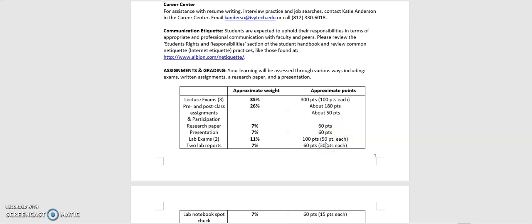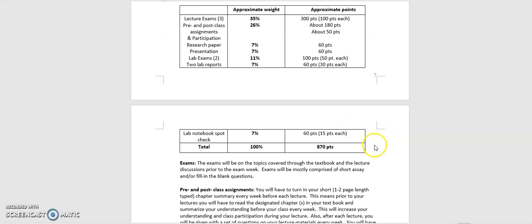And the course has a lab session with it. So through your lab, you will have 2 lab exams. Each exam is about 50 points each. So combining the 2, you will have 100 points. About 11% of your final grade will be coming out of your lab exams.